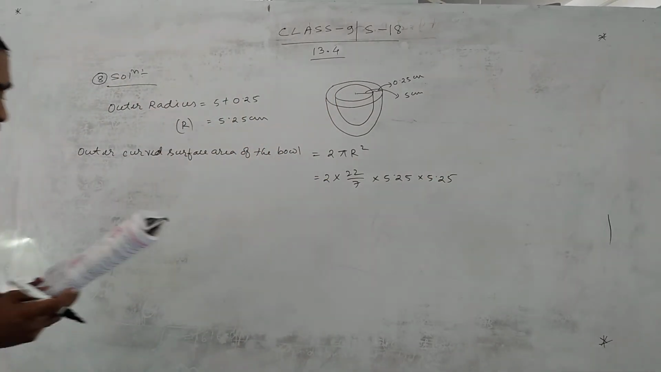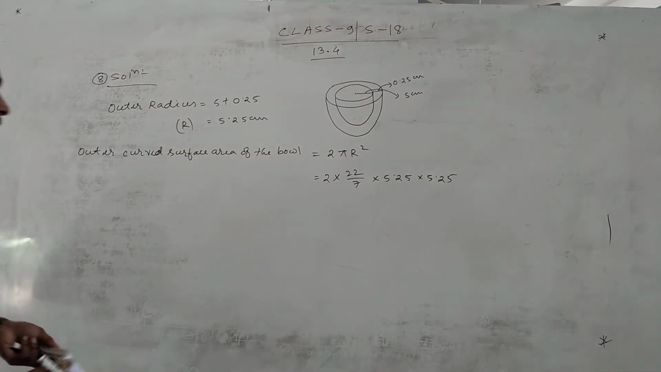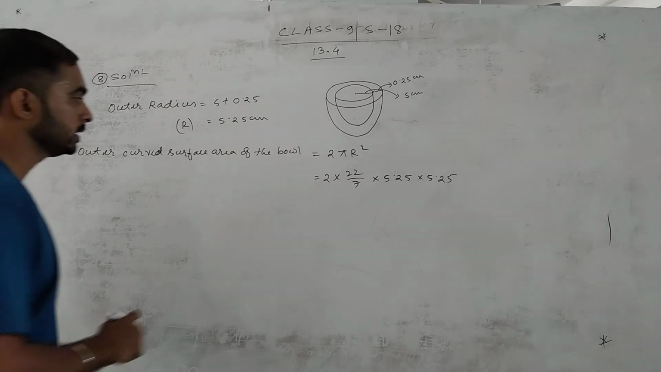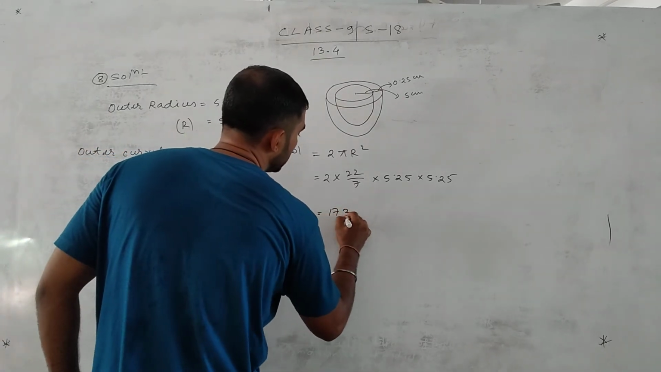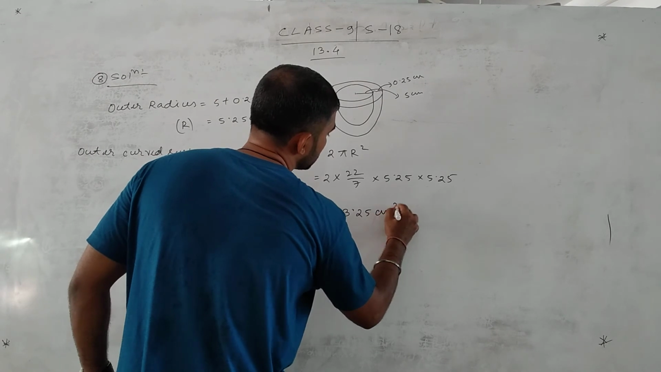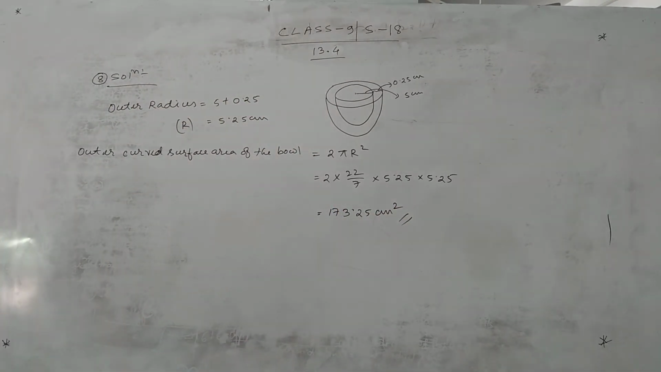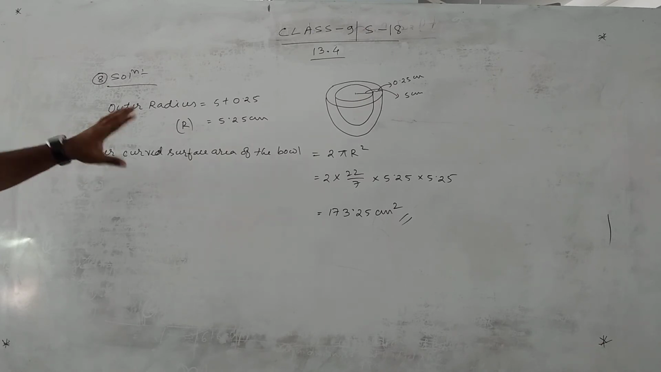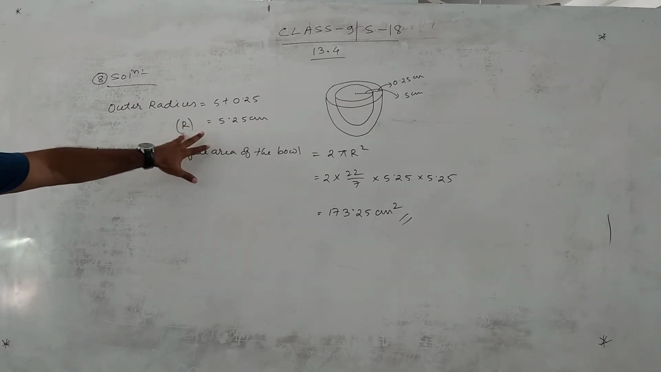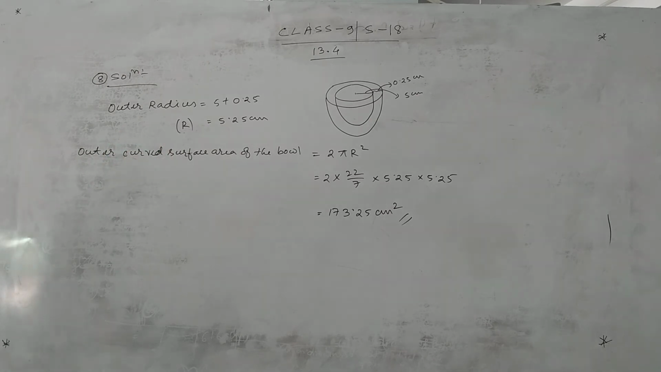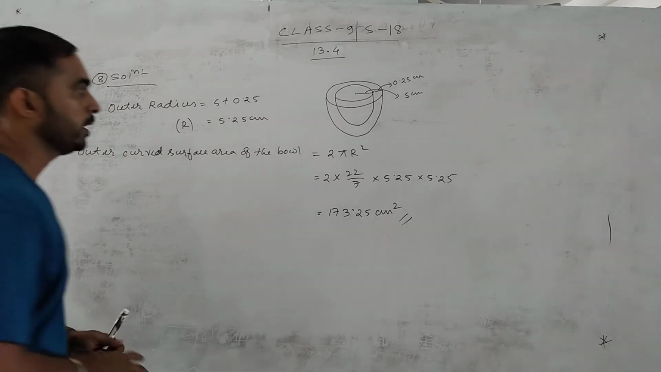5.25 into 5.25. After doing the calculation, we got the answer 173.25 square centimeter. 173.25 square centimeter is the outer curved surface area of the bowl. Finished. First the inner radius and thickness are given, so by adding them we get the outer radius, that is capital R. Then we find the outer curved surface area, that is 2 pi r square.